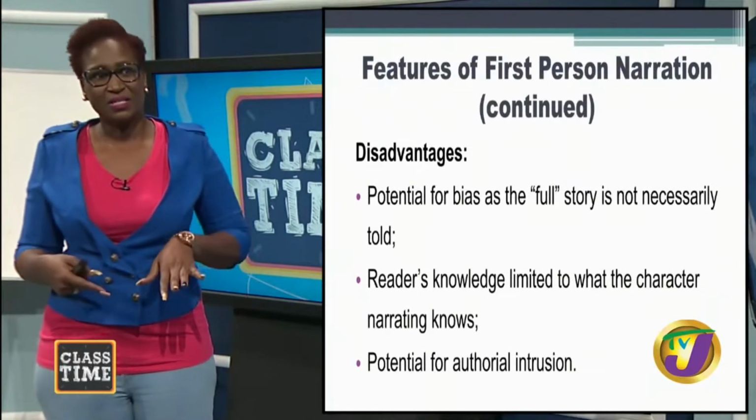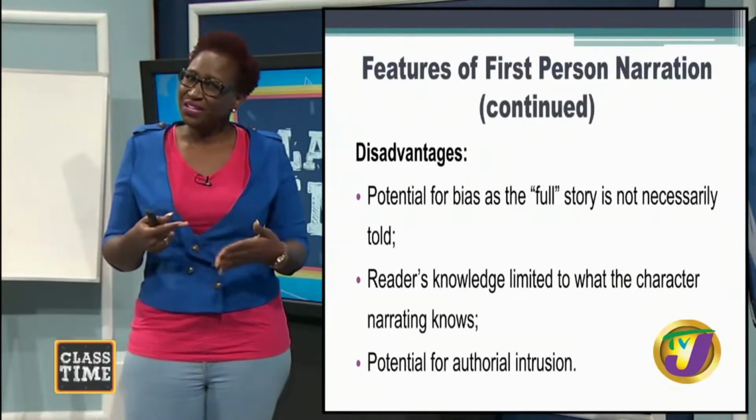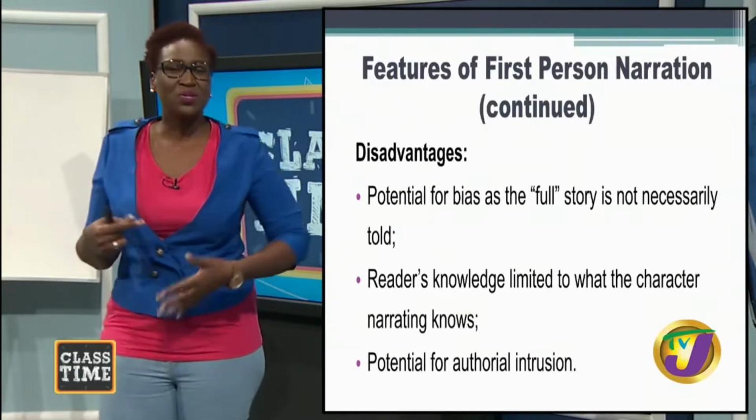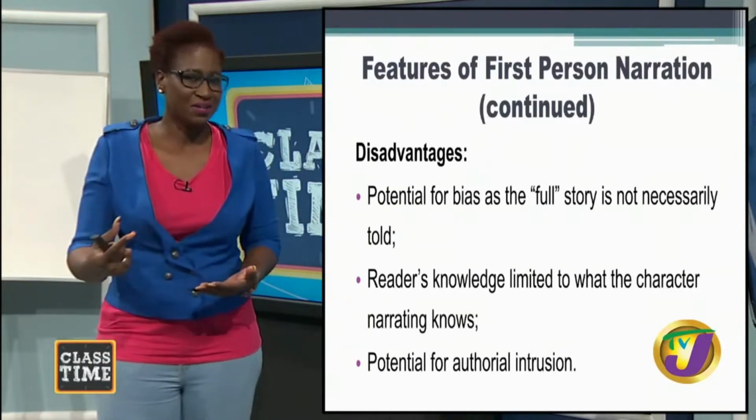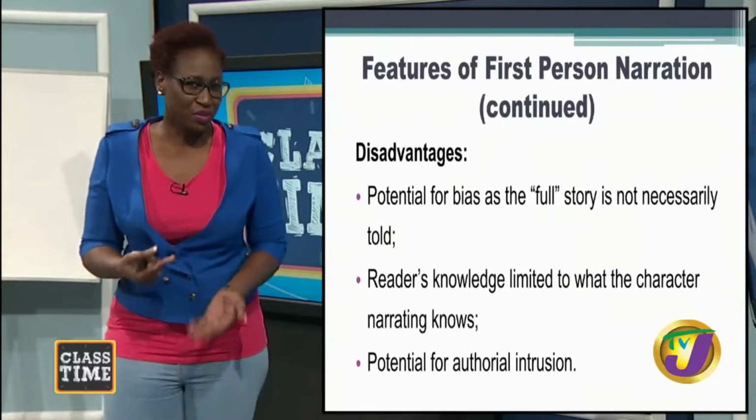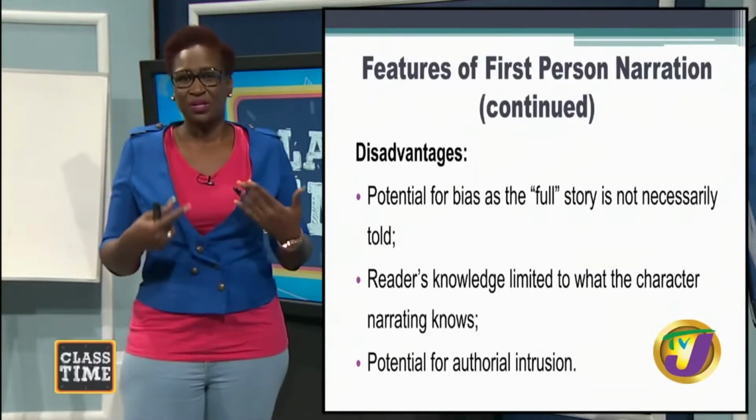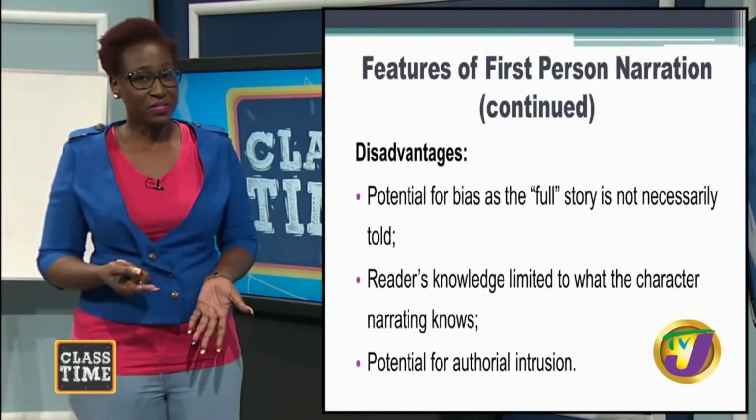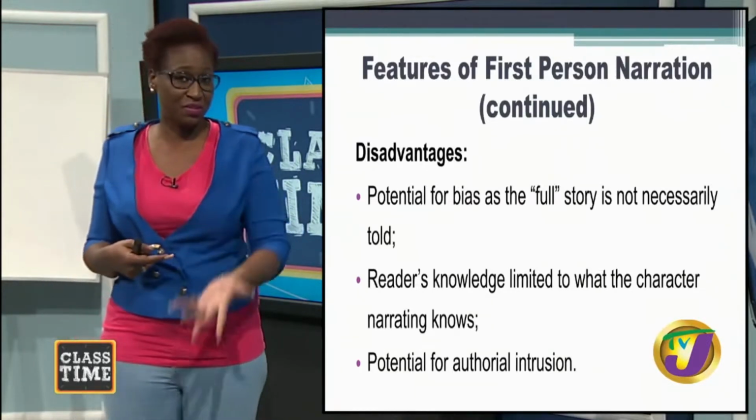The next thing is that the reader's knowledge, of course, is going to be limited to what this narrator knows. So you can't know about another character unless your narrator knows about the character. So your first-person narrator can't really tell you anything about all the other characters. They can only tell you about the characters maybe they're close to.